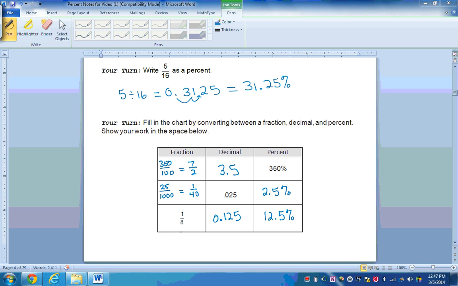And then finally 1/8, I did 1 divided by 8 to get 0.125. Multiplied by 100, moved the decimal right 2 spots, and got 12.5%.